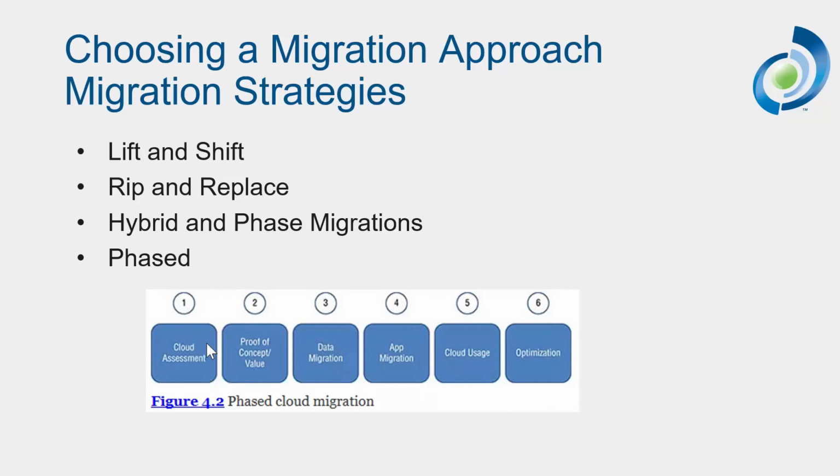So one, we do our cloud assessments. And then two, we do a proof of concept, proof of value. And then in three, we do our data migration. Four, app migration. Five, cloud usage. Six, optimization.